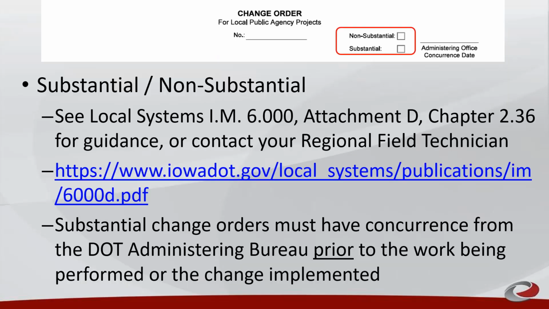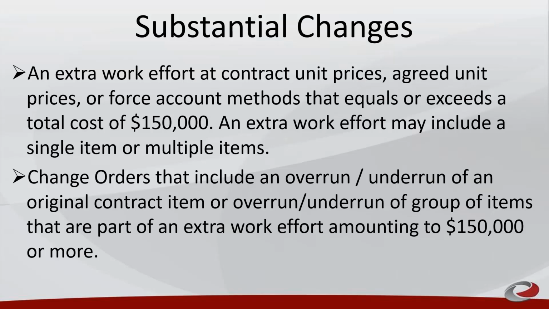Each change order must be marked as either non-substantial or substantial. Guidance for classifying change orders can be found in Local Systems IM 6.00, Attachment D. Substantial change orders must have concurrence from the DOT Administrating Bureau prior to work being performed or change being implemented. An extra work effort over $150,000 is considered a substantial change order. This can be with a single item or multiple items.